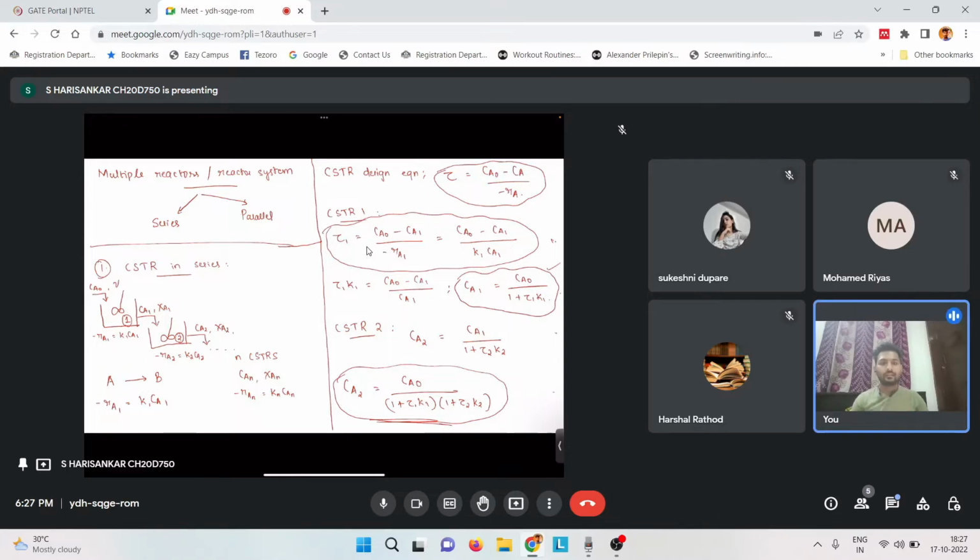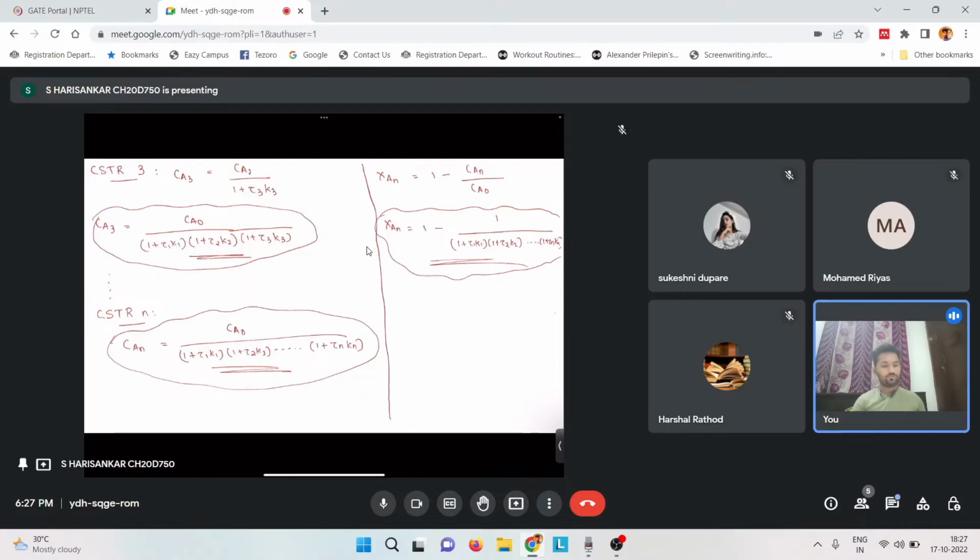You can do the same for CSTR2. So for CSTR2, it will be tau 2 is equal to Ca1 minus Ca2, inlet concentration minus outlet concentration, by minus Ra2. And you can use these design equations to solve such a system. And we'll look into this in more detail when we come across a CSTR in series question. So yeah, this is the general equation for CSTRs in series.